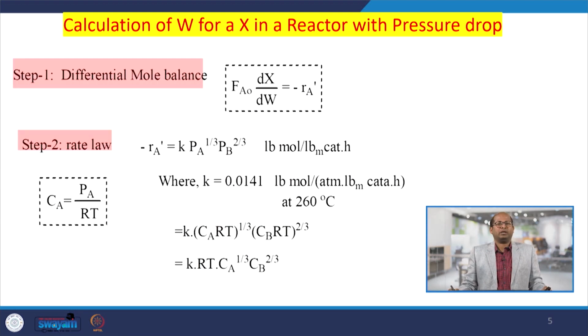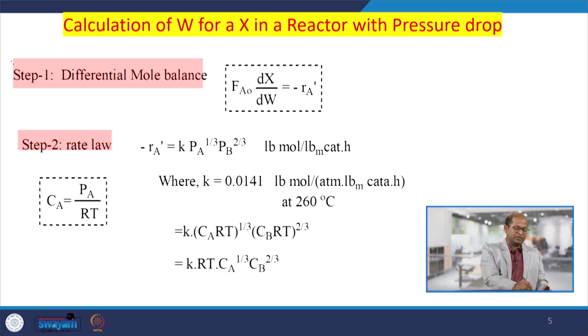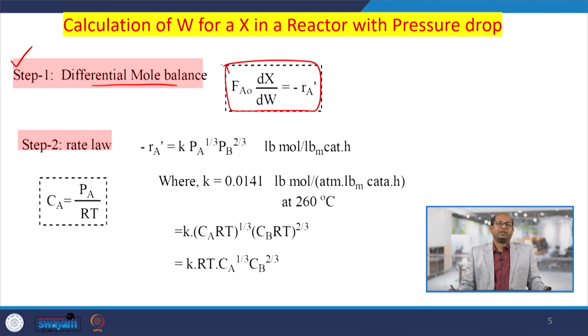Now, step by step, we will discuss how to calculate the total weight, the amount of catalyst required. From the beginning we said that we need 60% conversion, X equals 60%, that is fixed. For that, how much catalyst do we require if there is a reaction and at the same time a pressure drop? Step 1 is the mole balance. That mole balance equation we have already discussed for the packed bed reactor, the differential mole balance equation or design equation that we know.